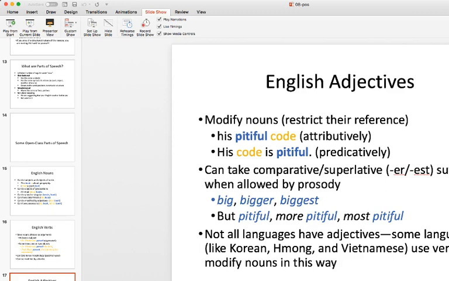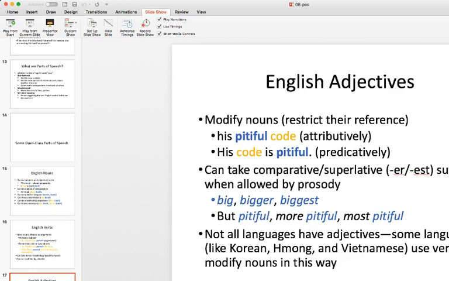They also share something in common morphologically, which is you can add these -er and -est suffixes to them. So you can say big, bigger, or biggest. But you can't do that with all adjectives. You can only do it with little adjectives. So bigger adjectives, like pitiful, you can't say pitifuler, pitifulest. For prosodic reasons, you have to say pitiful, more pitiful, most pitiful. So that's not the best test because it only applies to adjectives that are short, that are one or two syllables.